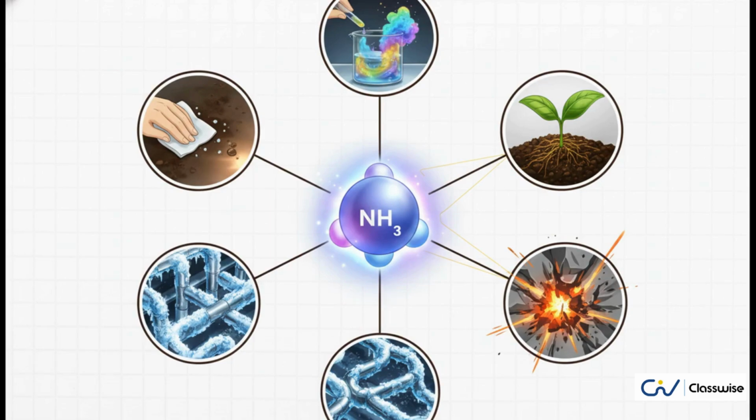Its number one most important use is in making nitrogenous fertilizers. These are absolutely essential for modern agriculture. It's also a key ingredient for making explosives like ammonium nitrate. It serves as an eco-friendly refrigerant in big industrial ice plants and cooling systems. And of course, it's used in all sorts of household cleaners because it is fantastic at dissolving grease and grime. It is a true workhorse of the chemical industry.